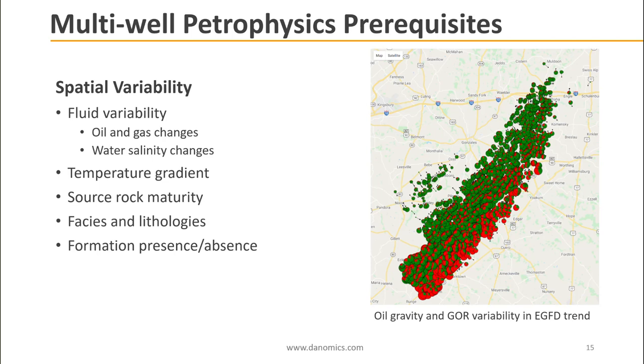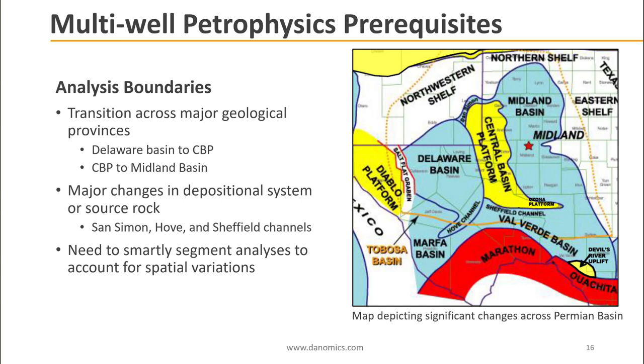We'd also want to make sure we understand things like how does water salinity change, how does our temperature gradient change, how does source rock maturity change, etc. So we can incorporate all that into our analysis. So it's good to go through and build up a list of the petrophysical properties or parameters that we think will vary spatially. And then finally, we need to understand where to stop our analysis, both in a physical sense and kind of a metaphysical sense.